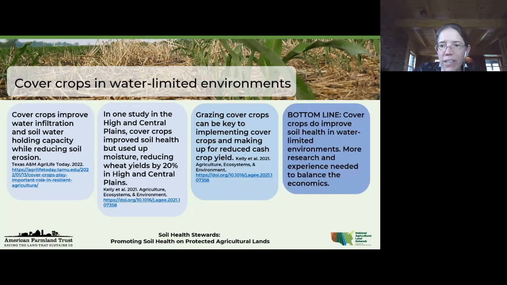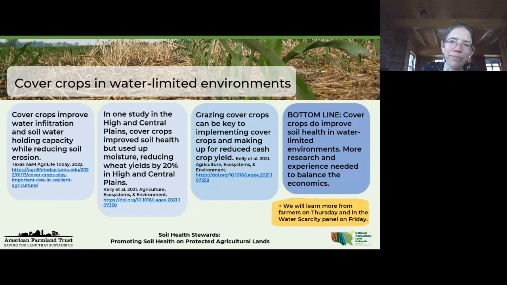So the bottom line is that cover crops do improve soil health in water limited environments, but it is still a little bit tricky to figure out where and how they can be economically most beneficial. But it is certainly really important for us to keep trying and to keep innovating along this space, and to help producers have access to ways to do that in a low risk kind of way. And we're going to talk a lot more about farmers and their management practices on Thursday and in the water scarcity panel on Friday. So I think that there'll be more on this topic.